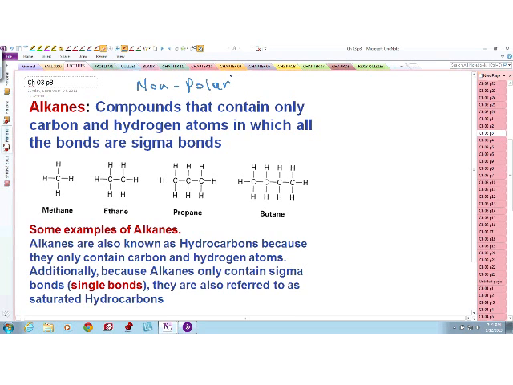Because they are mostly non-polar, some of their physical properties, for example, boiling point and melting point, are generally much lower than other organic compounds. Say, for example, if you take a look at this molecule here, these are calculated structures of this molecule. I believe I told you before that this mixture is what you use for your cooking gas.